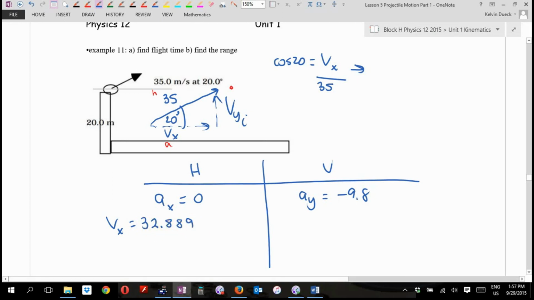Mr. Dueck, you said that you wanted us to round everything to 2 or 3 sig figs. No, I did say I wanted you to round your final answers to 2 or 3 sig figs. Are we going to use this to find other stuff? Then keep some extra sig figs.